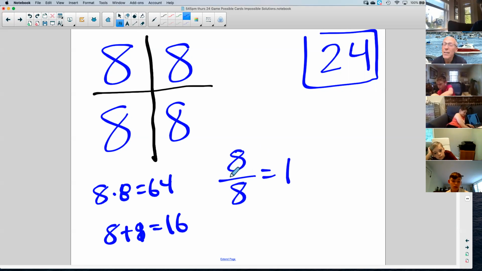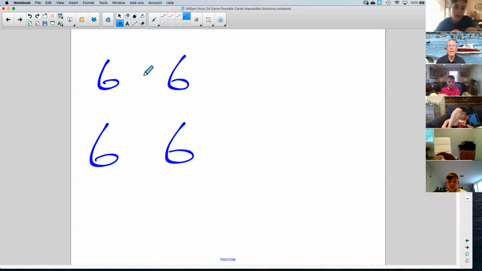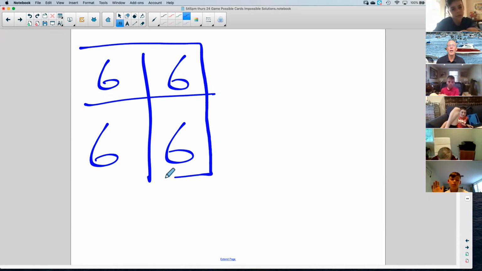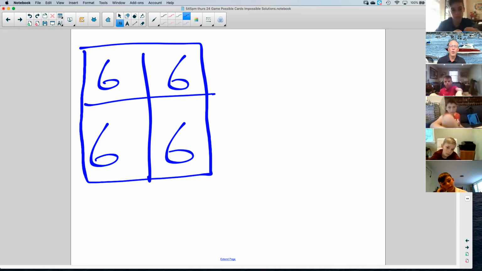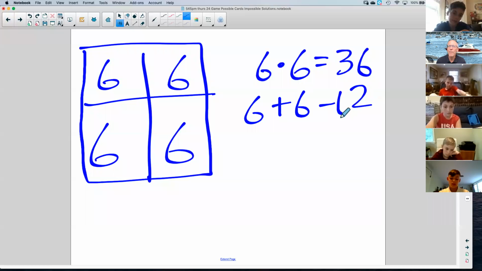So guys, I believe that this is one of those impossible cards, but I tell you, this is not. Can you guys solve the sixes? Wait, Cole, you've already got it? Yeah, 6 plus 6 plus 6 plus 6. Yeah, guys, pretty simple. Or 6 times 6 minus 6 plus 6. 6 times 6, which is 36, minus, oh my God, Evan, that was fantastic. Beautiful job. Who can keep going on this?